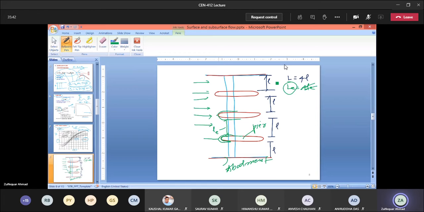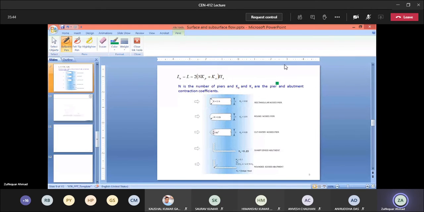So now this is written like this: the effective clear waterway equals the clear waterway minus 2 times N KP plus KA, times HE. N is the number of piers, KP is the pier coefficient, KA is the abutment coefficient, and HE is the head. And what is the value of this KP and KA? Some typical shapes are given here.